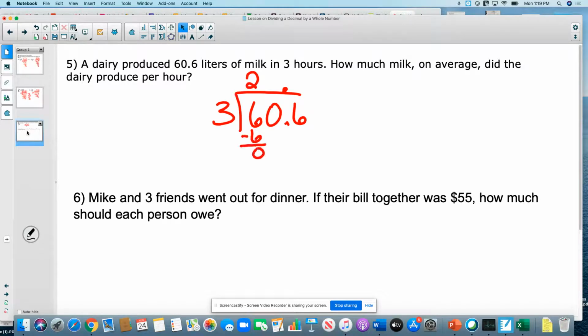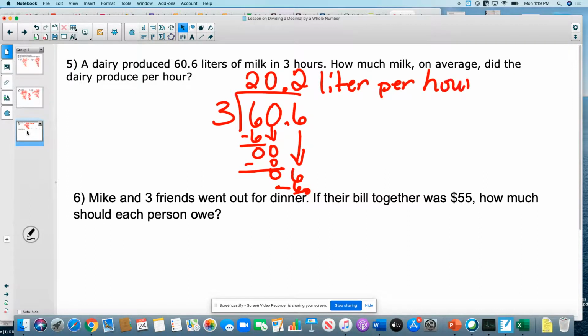The decimal point does have to go up first in the quotient, and 3 goes into 6 2 times, which is 6, but I'm not done. I have numbers to bring down. So 3 goes into 0 zero times, which is 0. Subtract. Bring your last number down, which is a 6, and 3 goes into 6 twice, which is 6. So that means I am done. So that means that the dairy produces 20 and 2/10 liters per hour. You should always write a complete sentence, at least label it like I did.